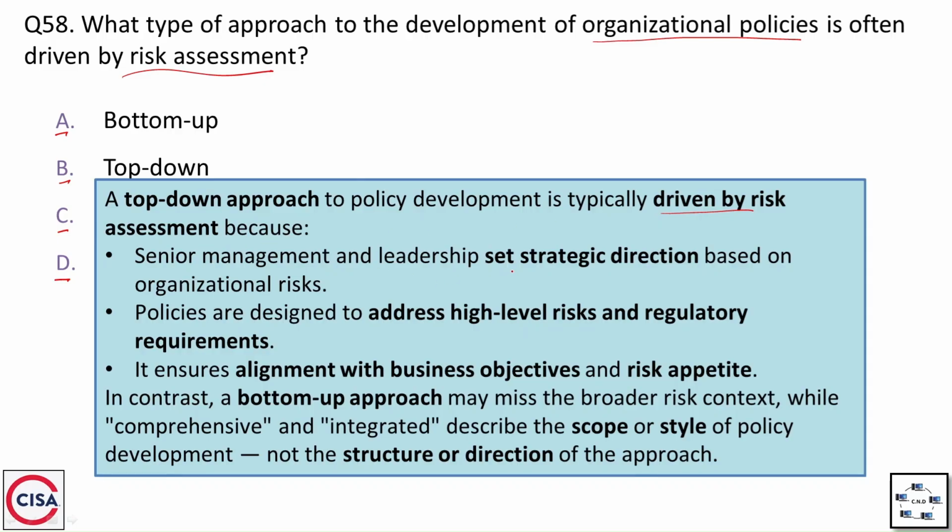A top down approach to policy development is typically driven by risk assessment because senior management and leadership set strategic direction based on organizational risks. Policies are designed to address high level risk and regulatory requirements. It ensures alignment with business objectives and risk appetite. In contrast, a bottom up approach may miss the broader risk context, while comprehensive and integrated describe the scope or style of policy development, not the structure or direction of the approach.